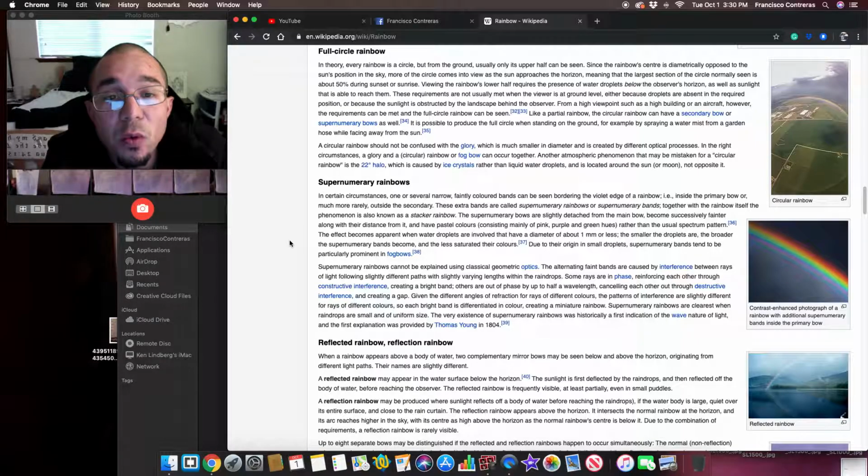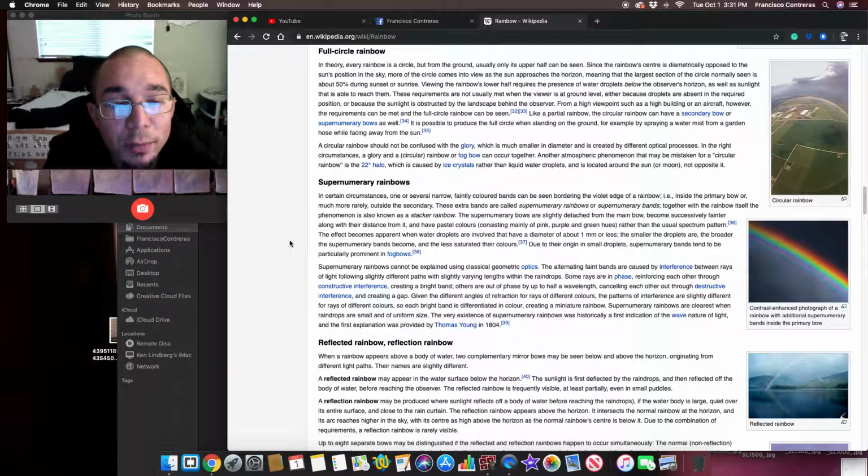Viewing the rainbow's lower half requires the presence of water droplets below the observer's horizon, as well as sunlight that is able to reach them. These requirements are not usually met when the viewer is at ground level, either because droplets are absent in the required position, or because the sunlight is obstructed by the landscape behind the observer. From a high viewpoint, such as a high building or an aircraft, however, the requirements can be met and the full circle rainbow can be seen.